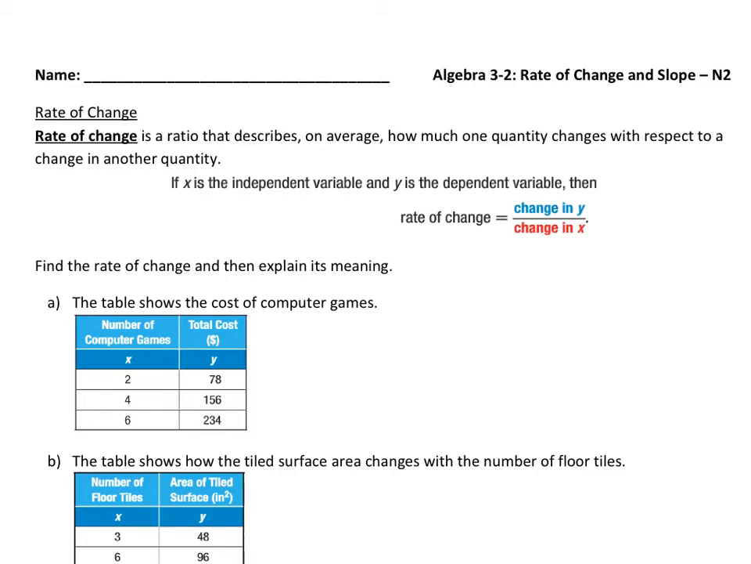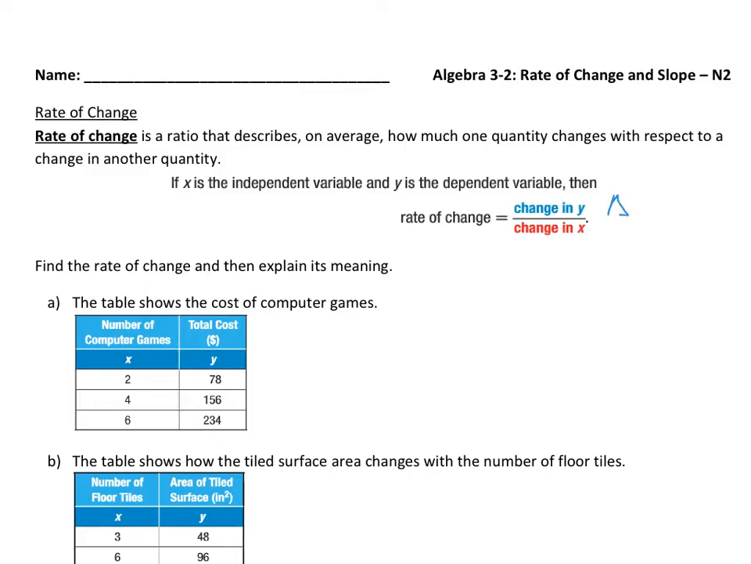Algebra, Unit 3, Lesson 2, Notes 2, Rate of Change and Slope. Rate of change is a ratio that describes, on average, how much one quantity changes with respect to a change in another quantity. If x is an independent variable and y is the dependent variable, then rate of change equals change in y over change in x.